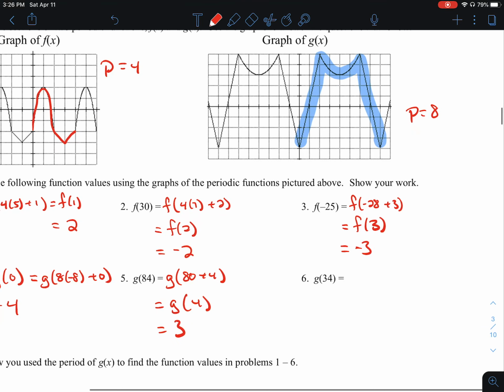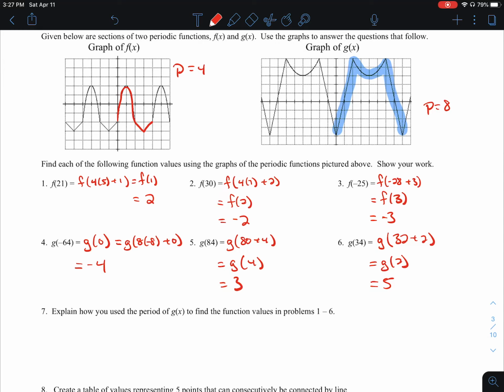G of 34, let's see, I could do thinking of multiples of 8. 32 plus 2. 32 represents 4 complete cycles with a period length of 8. 4 times 8 is 32. And then there's 2 left over to get to 34. This is equivalent to G of 2. G of 2, 1, 2, 3, 4, 5. That would be 5 in height.